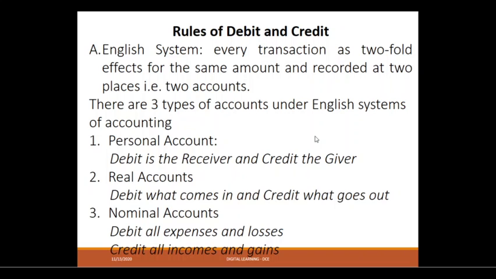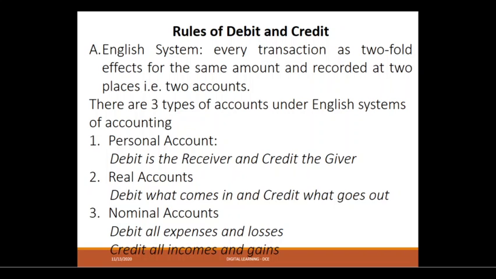So, rules for the debit and credit. English system. In the English system, every transaction has twofold effects for the same amount and is recorded at two places, that is, two accounts. There are three types of accounts under the English system of accounting: personal account, real account, and nominal account.